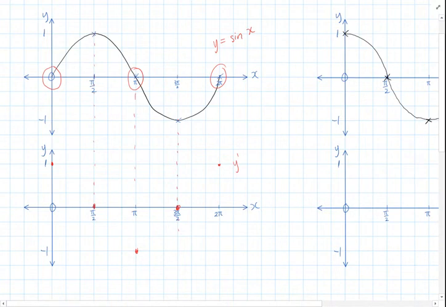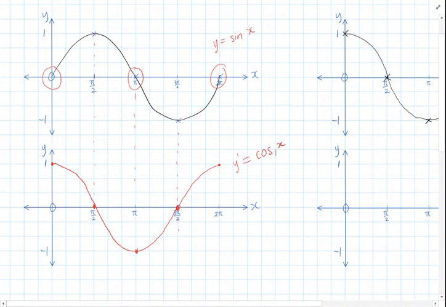So if I sketch out those points to form a graph, what I find is I'm left with the cos graph. So I can say that sine differentiates to cos of x based on the gradient function.